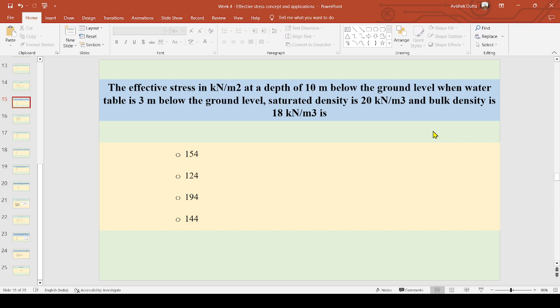So there is a soil layer and water table is 3 meter below the ground level. To find out the effective stress at 10 meter below the ground level. The saturated density is 20 and bulk density is 18. Here, since gamma W is not given, you can consider gamma W as 10 kilonewton per meter cube.